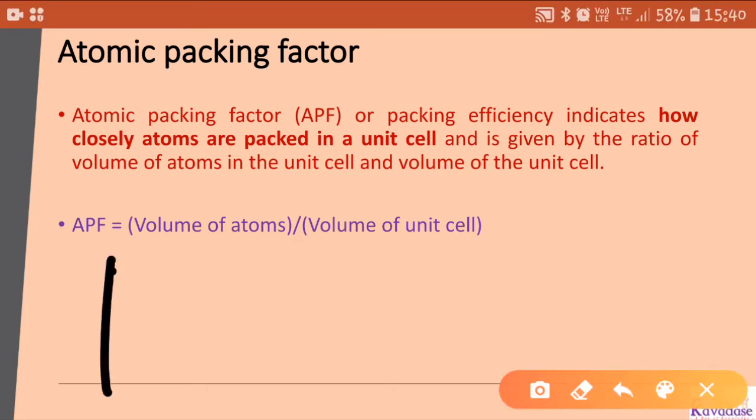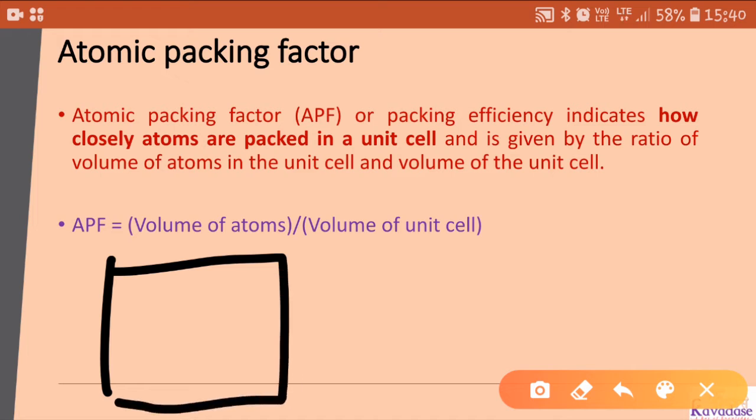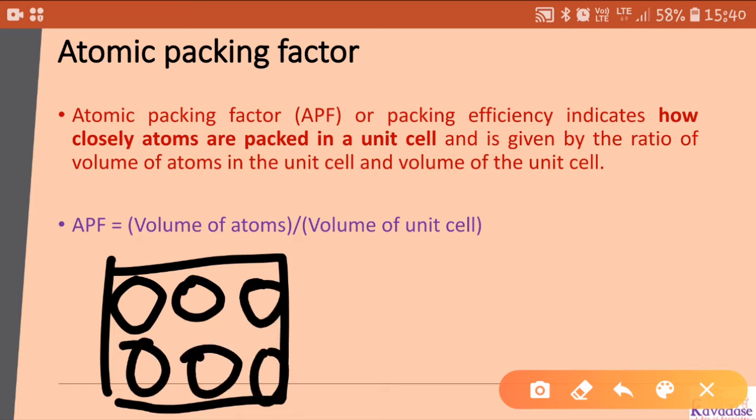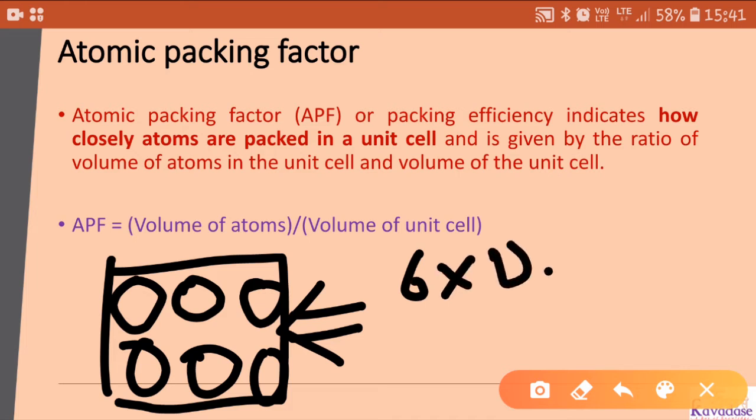So for example, this is my unit cell or container, and in this container there are 6 atoms. To calculate the APF for this system, first we need to count the number of atoms. So the number of atoms is 6, times the volume of each atom, VA. That means the total volume of all atoms is 6 times VA, divided by the volume of the unit cell.